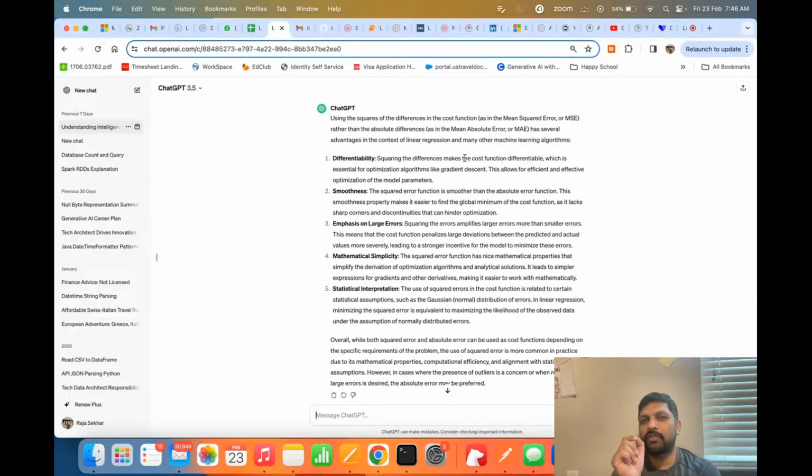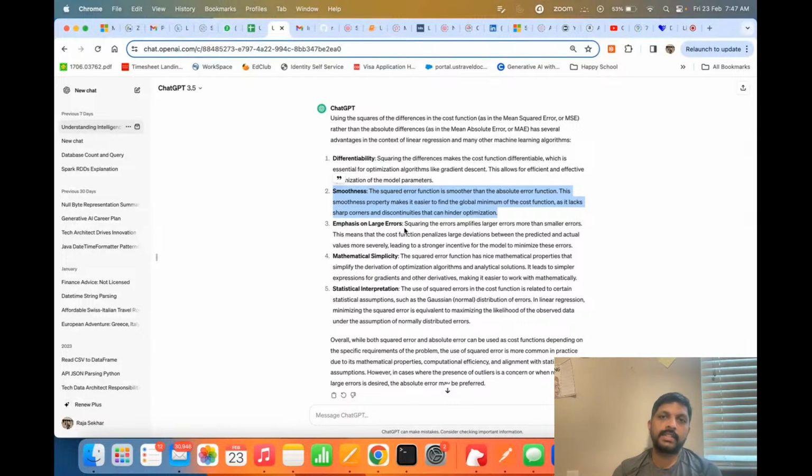Let's not get into the detail of it, but it's more related to the mathematical equations that we are going to go through later on. It makes it easier if there's a square. Okay. He says it has sharp corners. What does it mean? I don't know.